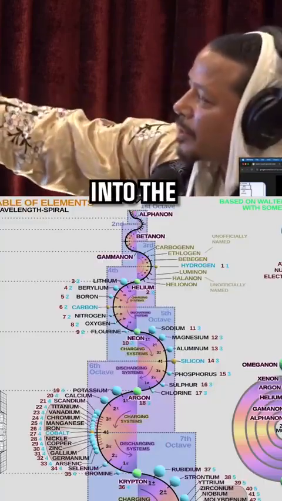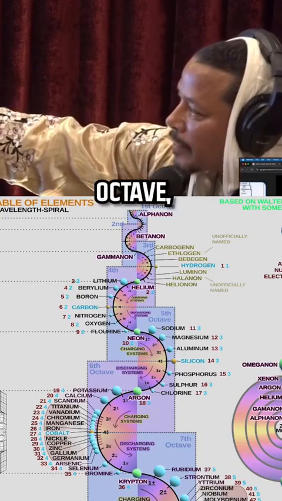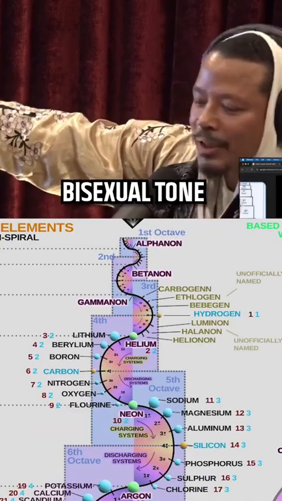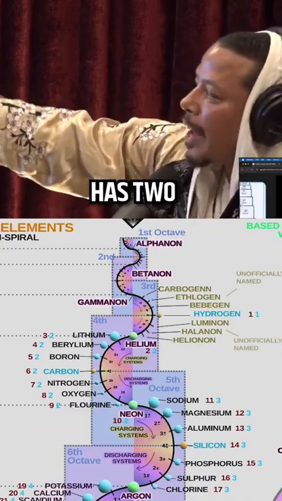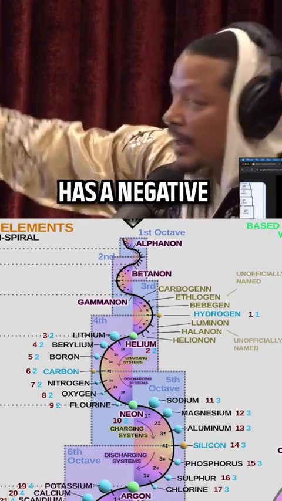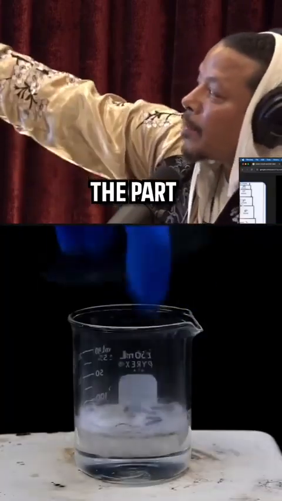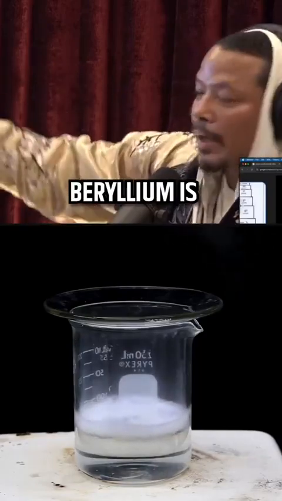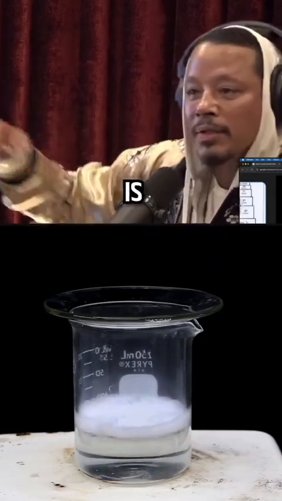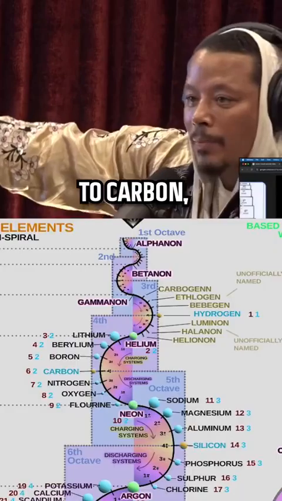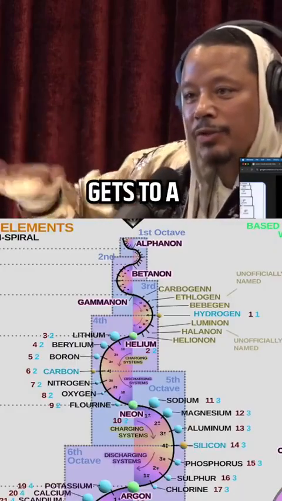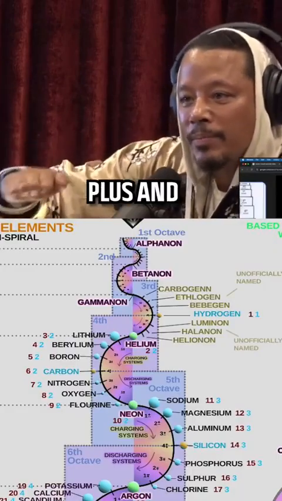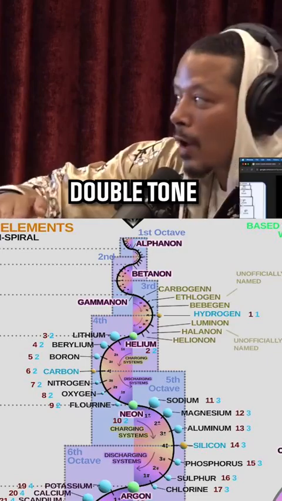As you reach into the next octave, the carbon octave, they call that a bisexual tone, because the carbon has 2 tones to it. It has a negative side and a positive side. Lithium is contractive. Beryllium is contractive. Boron is contractive, but the moment you get to carbon, you balance it out. It gets to a perfect balance of plus and minus 4. So it's a double tone.